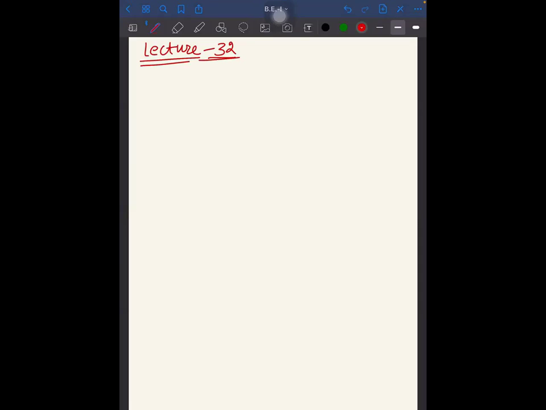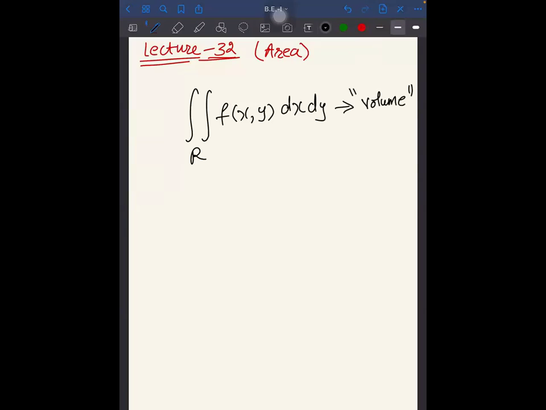So today we'll do the area part, that is, how to get the area out of the double integral. Now we know that if we simply calculate the double integral of f of xy dx dy over some region, then it represents volume. This is something we did in the introductory part.